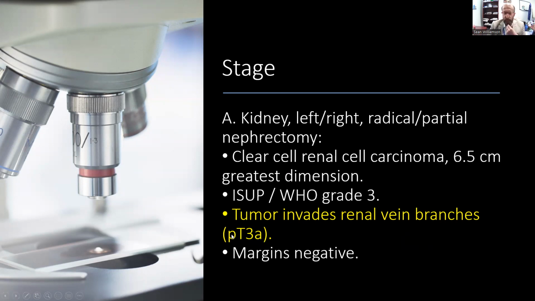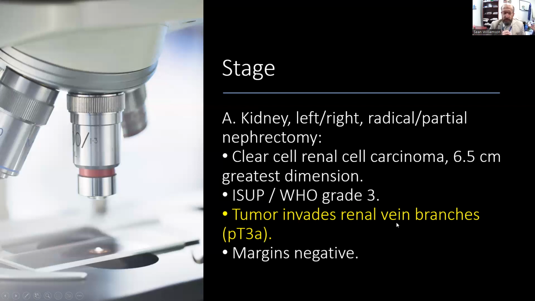So p stands for pathologic, so based on the pathology specimen, and T stands for tumor. So based on the pathology specimen, the tumor is a stage 3a. And 3a is what has been designated for a tumor that involves renal vein branches, as well as some other structures that we'll show on the next slide.